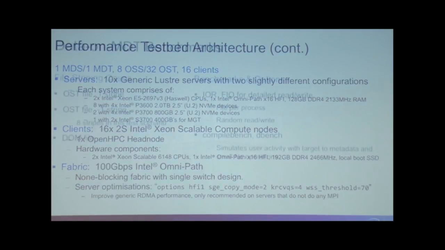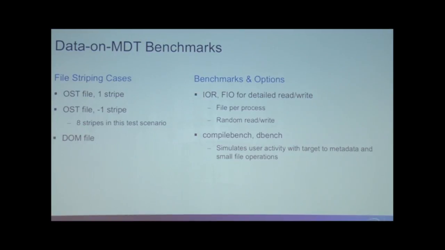of these test results. So in terms of our testing, we focused on IOR and FIO for detailed read-write, and then Compilebench and dbench for simulating user activity that targets metadata and small file operations. We had 3 different striping cases that you'll see in the results. We compare an OST file with a single stripe, an OST file with striping set to -1, which is 8 stripes in our scenario, and then a Data-on-MDT file.